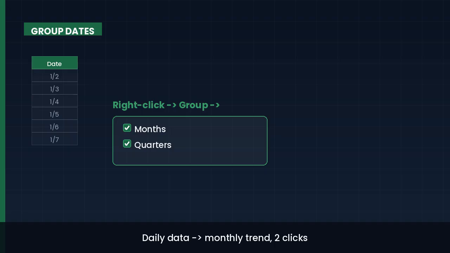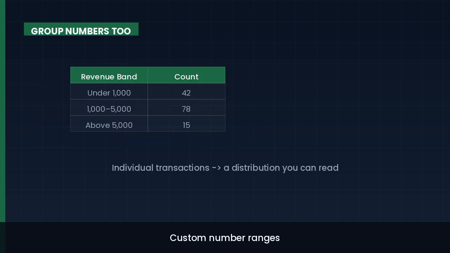Here's a genuinely underused feature: grouping. Drag date into rows, and Excel gives you one row per exact date, which is way too granular. Right-click any date, choose Group, and pick months and quarters. Now your daily transaction data instantly becomes a monthly and quarterly trend report. This works on numbers too. Right-click a numeric row and group revenue into custom bands, like under 1,000, 1,000 to 5,000, and above, turning individual transactions into a distribution you can actually read.